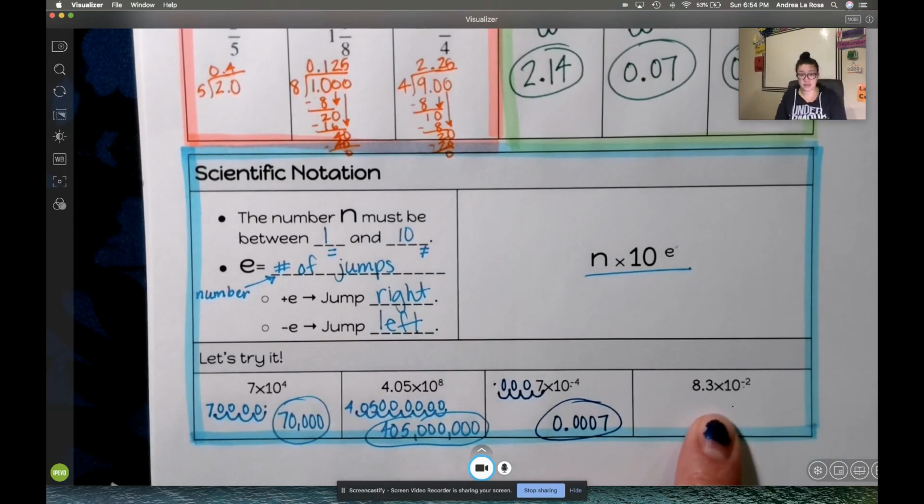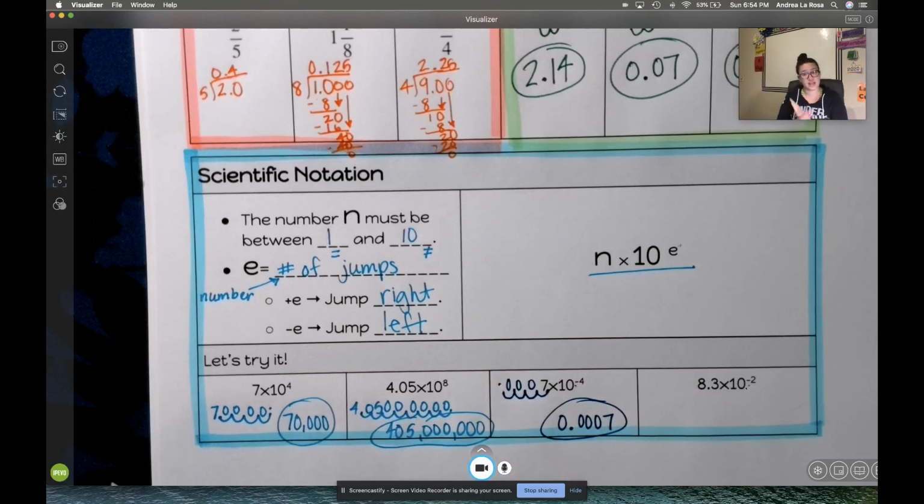And then the last one, 8.3 times 10 to the negative 2. Pause the video, try this one out on your own. Put an X in the chat when you got it.